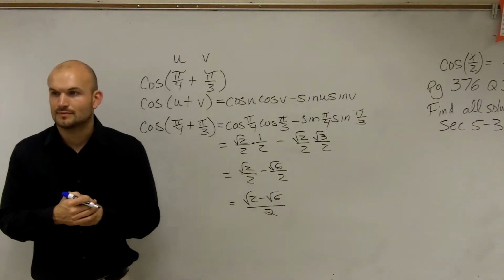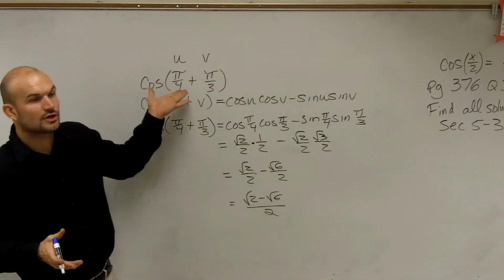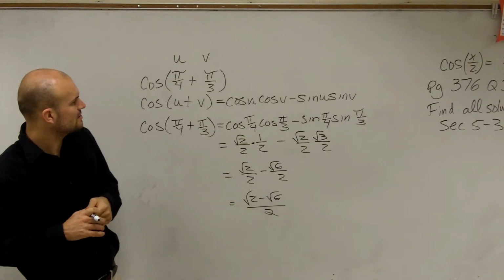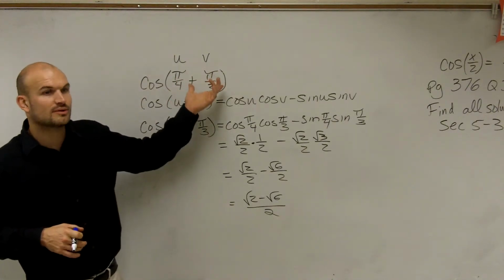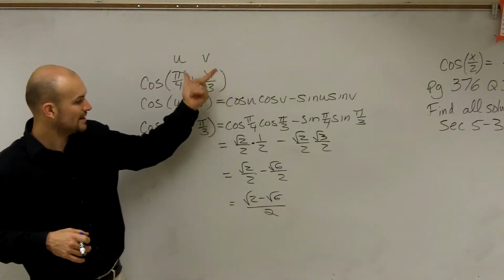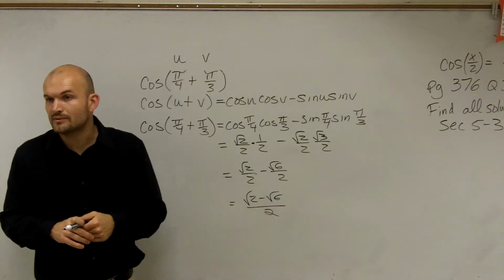Done. So when you're evaluating the cosine of 7 pi over 12, you can split it up into the addition of two angles that you can find, and then you just evaluate and simplify.